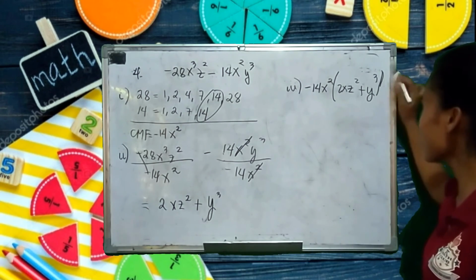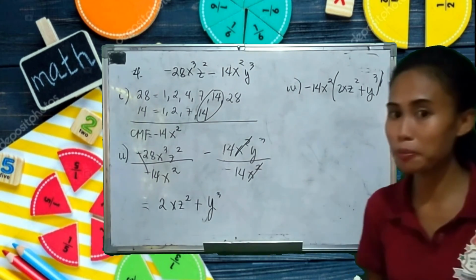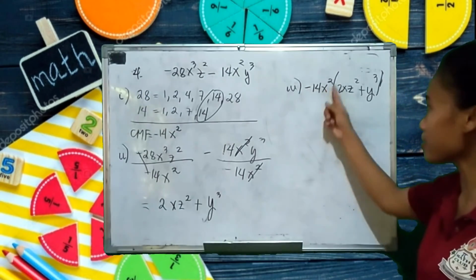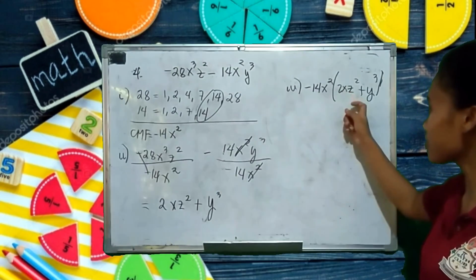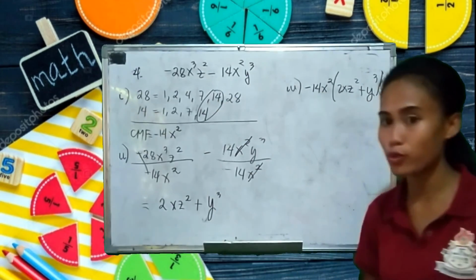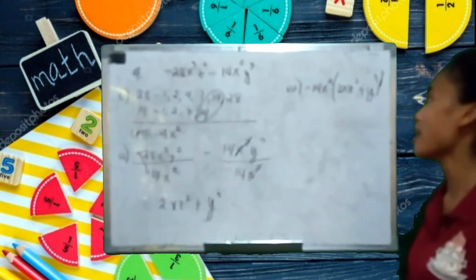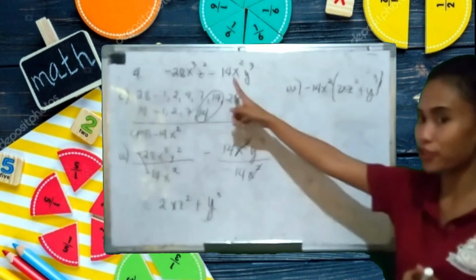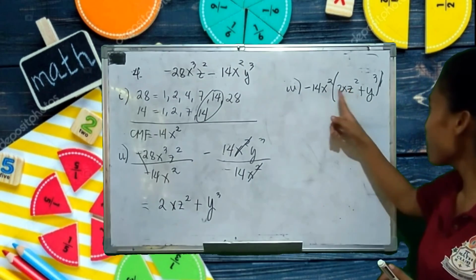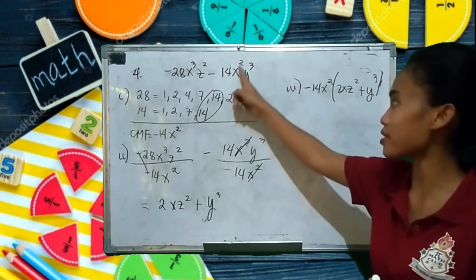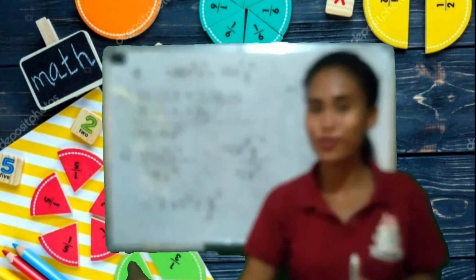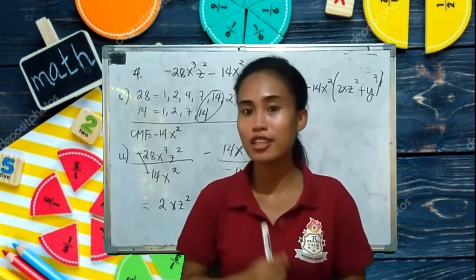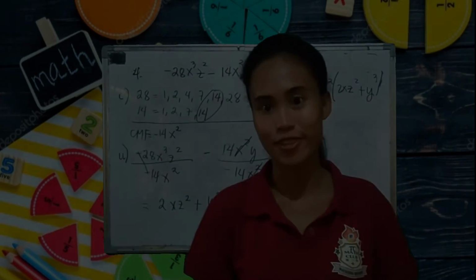When we try to check that one, we multiply it by distributive property. So we distribute negative 14x squared times 2x z squared, that is equal to negative 28x cubed z squared. And negative times positive is negative. 14 times 1 is 14. And x squared times y cubed is x squared y cubed. So those are your examples on how to factor by the greatest common monomial factor.